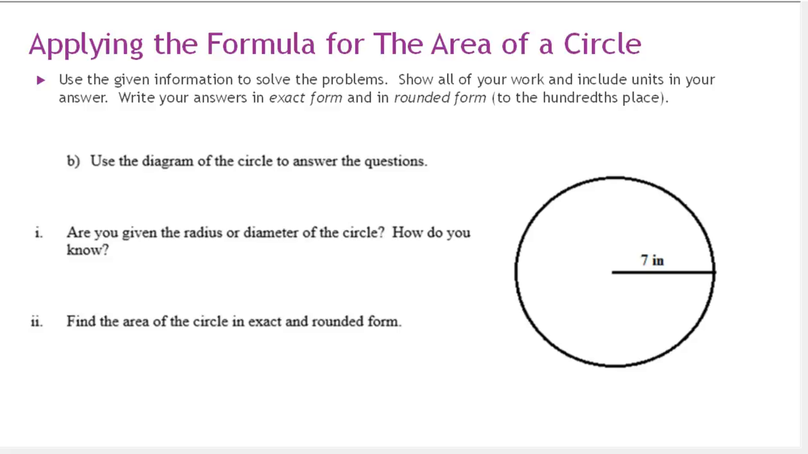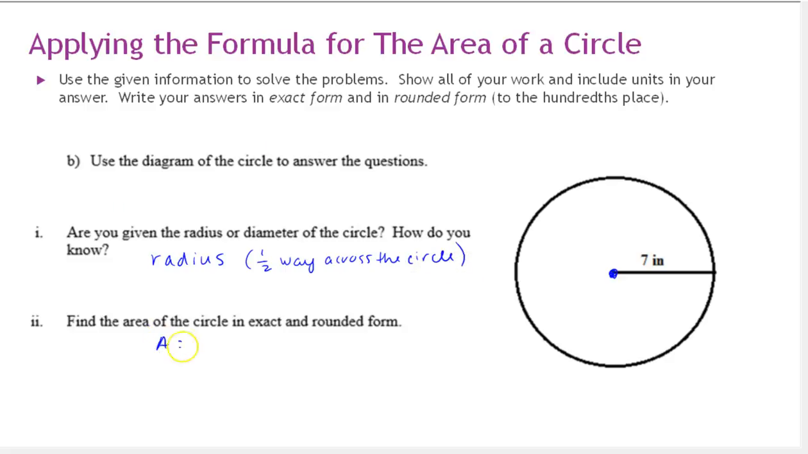Okay, here we're not given a context, we're just given a diagram, so we're going to need to interpret the information in the diagram. So are you given the radius or diameter of the circle? How do you know? So notice it starts at the center of the circle and it goes halfway across. So this is the radius. So we're given the radius and it's halfway across the circle from the center. So that's how we know it's the radius.